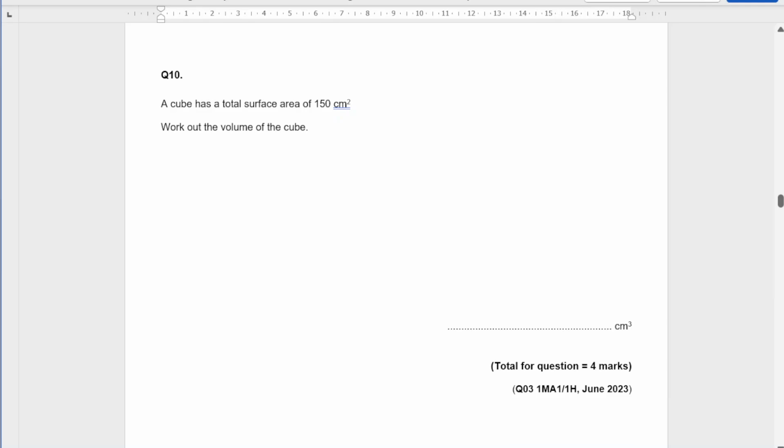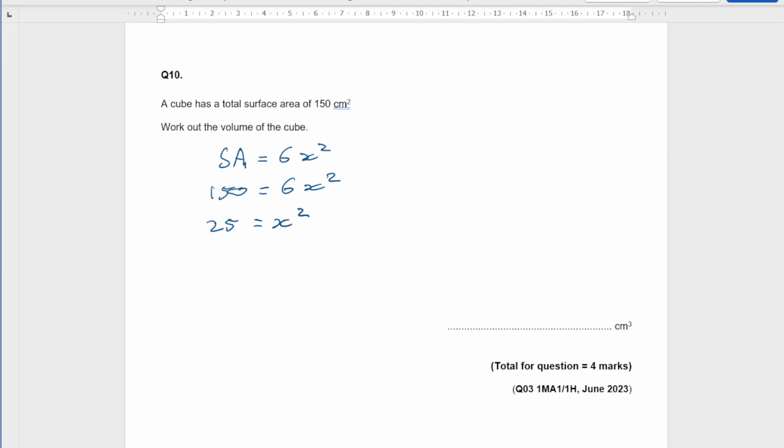Question 10. A cube has a surface area of 150 centimeters squared. Work out the volume of the cube. The surface area of a cube is going to be equal to 6x squared. So 150 is going to be equal to 6x squared. Divide both sides by 6, 25 is equal to x squared.